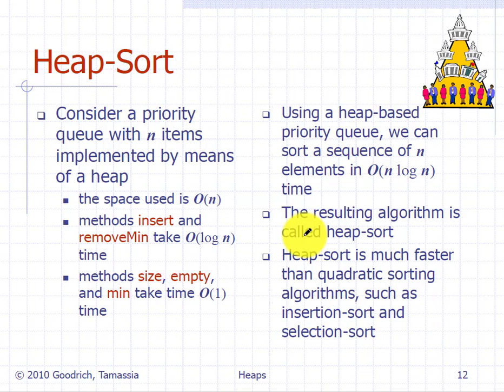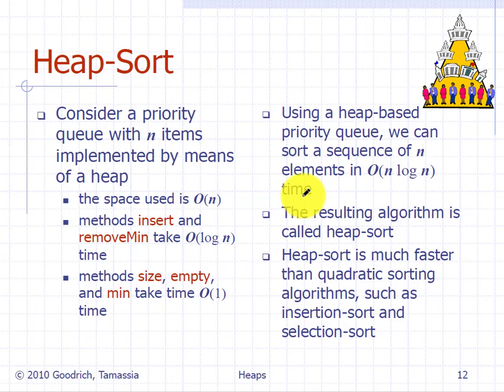So that brings us to heap sort. So heap sort is now, like selection sort, like insertion sort, a sorting procedure. What makes heap sort different is the computational complexity. It is the efficiency of heap sort that sets it apart from insertion sort and selection sort.